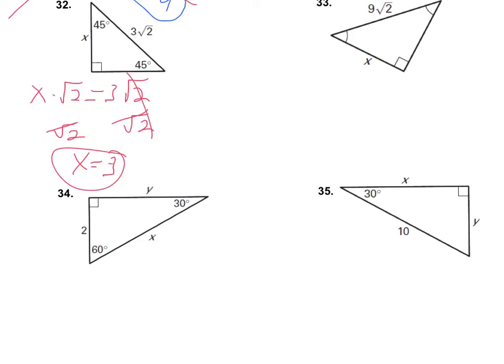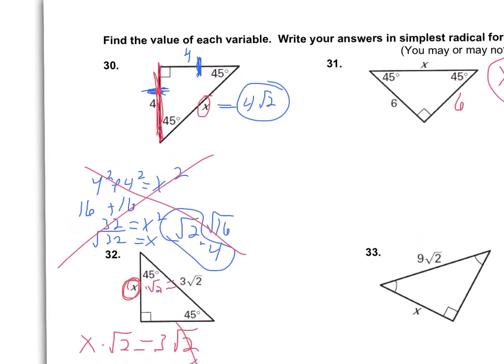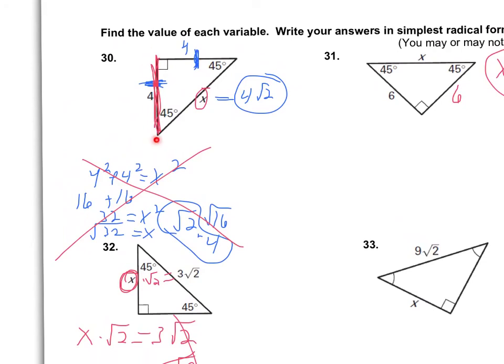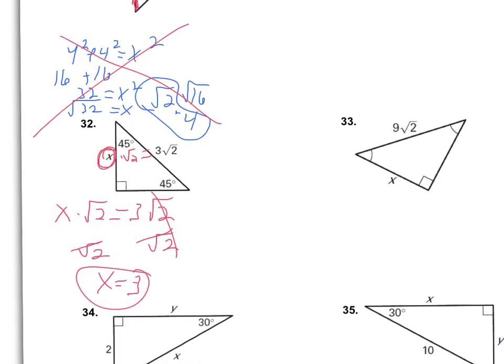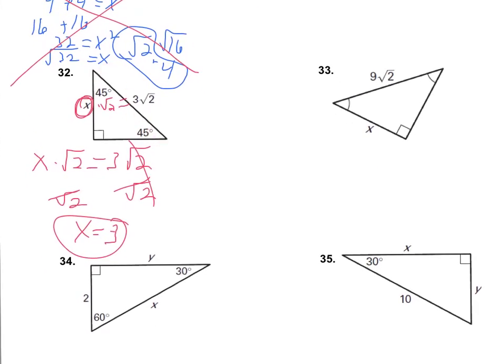And hopefully that makes sense. We're saying, like, what number right here times radical 2 equals 3 radical 2? Well, it'd have to be 3. So, to sum up a 45, 45, 90 triangle, if you know the leg and not the hypotenuse, just times the leg by radical 2, and you'll get the hypotenuse. If you know the hypotenuse but not the leg, divide by radical 2 instead of timesing.